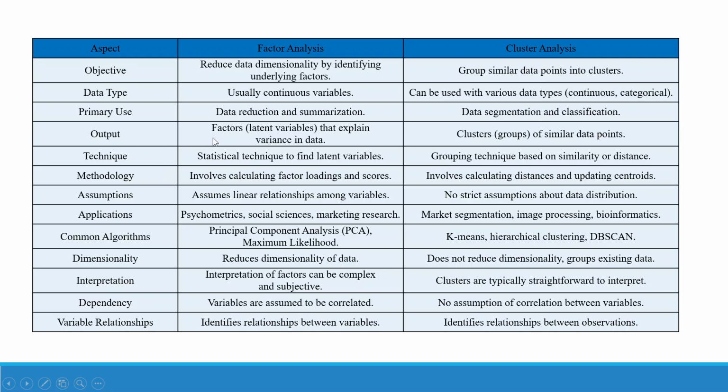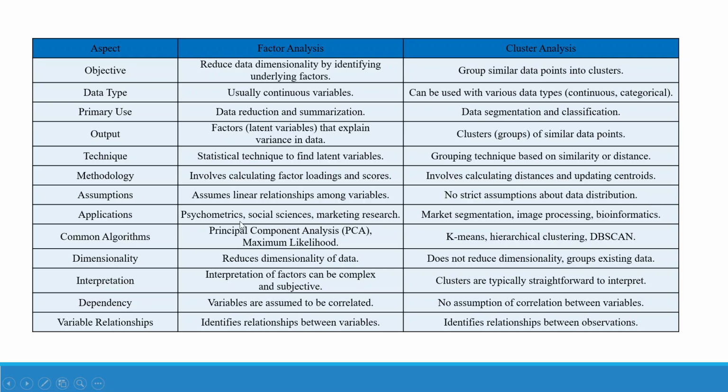Output: factors, that is, latent variables that explain variance in the data. Here, the output is clusters, the group of similar data points. Technique: a statistical technique to find the latent variables. Here, a grouping technique based on similarity or distance. Methodology involves calculating the factor loadings and scores. Here, it involves calculating distance and updating centroids. Assumptions: it assumes a linear relationship among variables. Here, no strict assumptions about the data distribution.